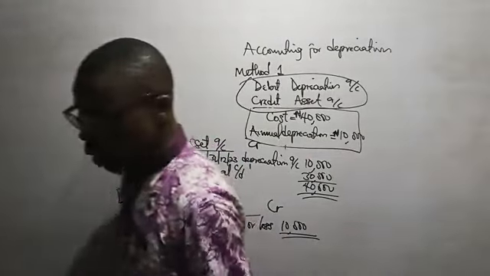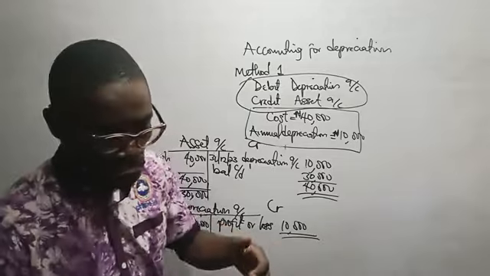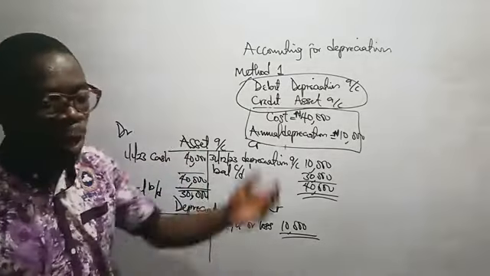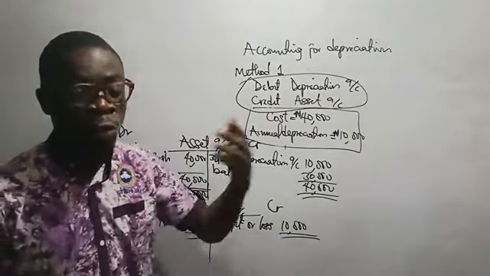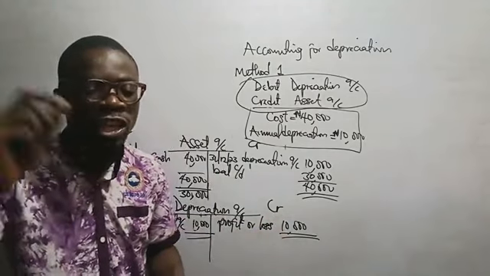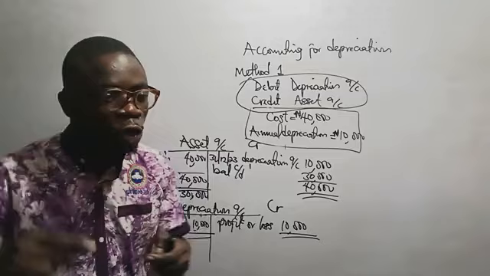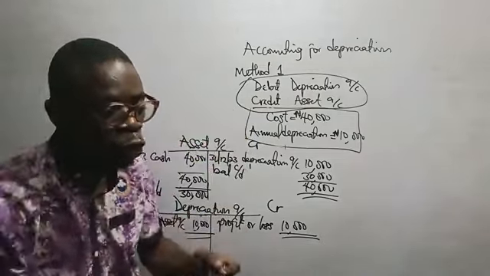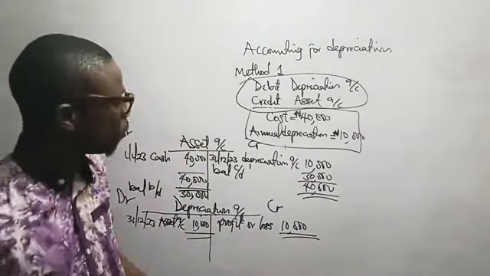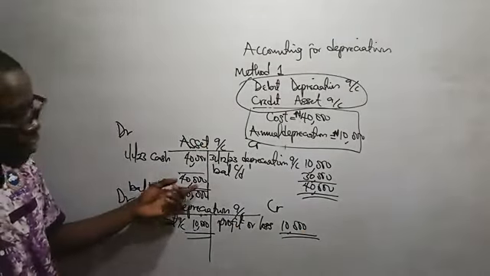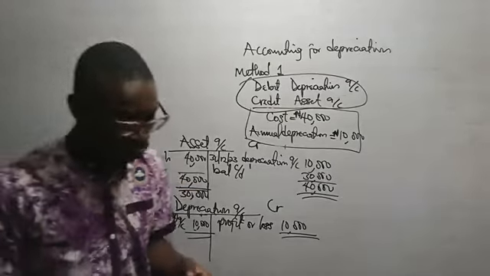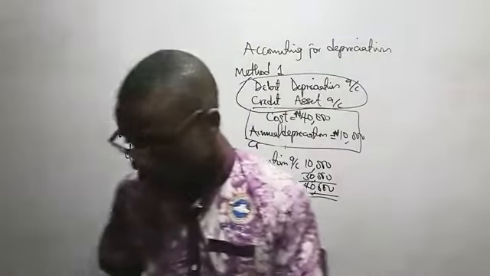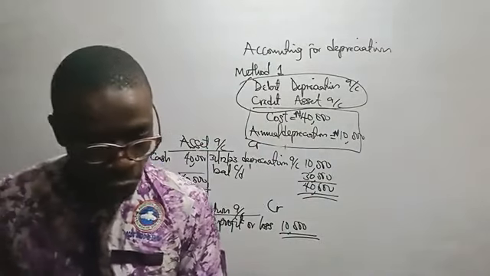Now, what happens with this method is that the cost or the value of the asset will be reducing. For you to know the initial cost of the item, you will need to go to the period where the asset was purchased to know the exact value of the asset. That's the disadvantage of this method.